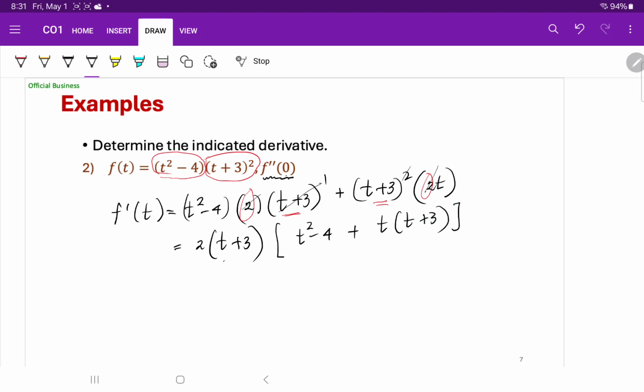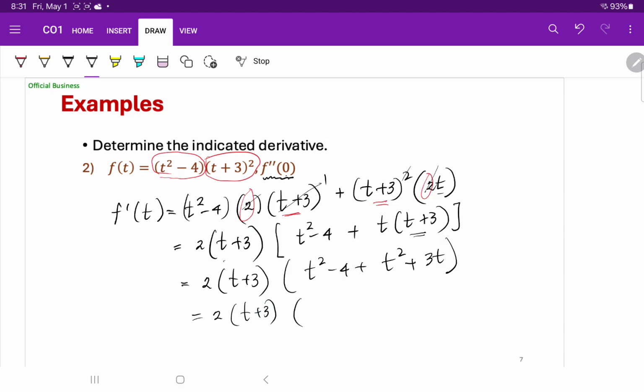Alright? So we factored out t plus 3 in the second term. So one of the t plus 3 is left and t is left. And then if we simplify further, we get 2 times t plus 3. Then we simplify this term. So we have t squared minus 4 plus t squared plus 3t. Right? T squared minus 4, t squared plus 3t. So if we simplify further, we have 2 times t plus 3 times 2t squared plus 3t minus 4. So that's your first derivative.